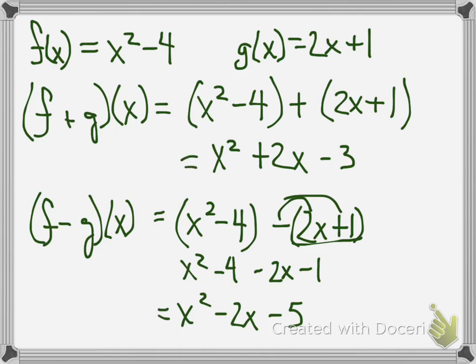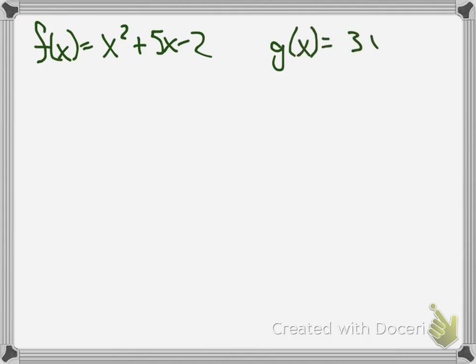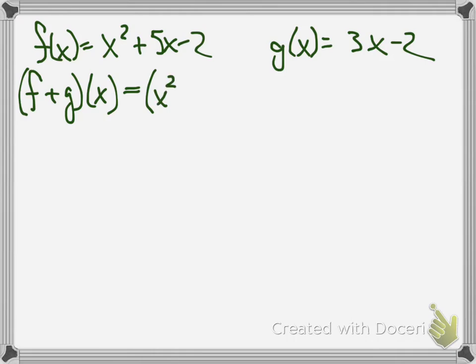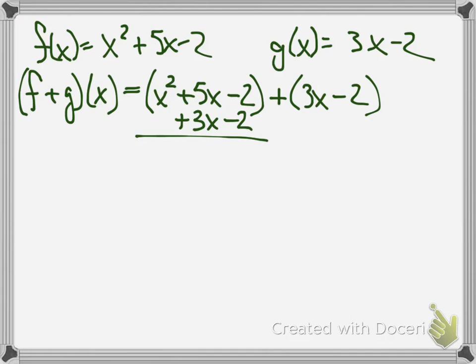Let's look at another example. Here I'm going to say f of x is equal to x squared plus 5x minus 2, and g of x is defined as 3x minus 2. So if I add these two together, again, that's like saying that I'm adding. I just add them together. Maybe you put the like terms together. Let's line them up. So here I am lining them up.